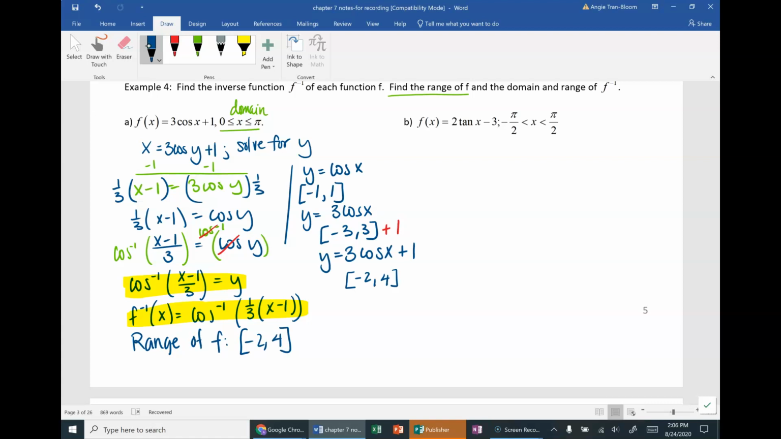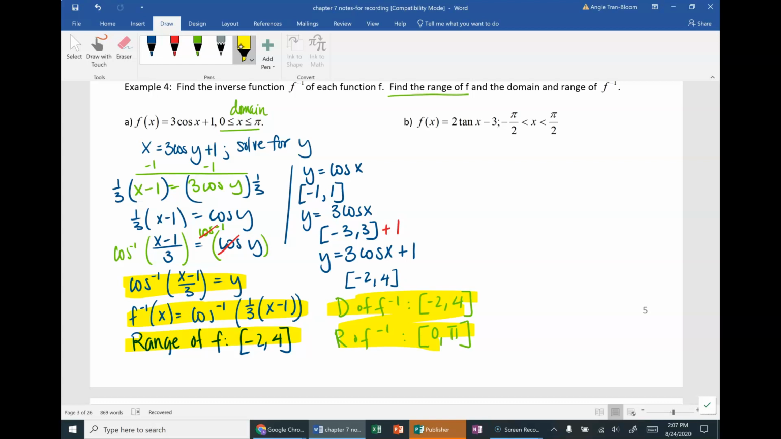Now, the domain and range of f inverse is super easy, okay? Domain of f inverse, range of f inverse. All you have to do is find the domain and range of the regular function and switch them. So the domain of f inverse is the range of the regular, which is from -2 to 4. And the range of f inverse is the domain of the regular, which was already given to us, 0 to pi. And highlight or box all of those up. There you go.